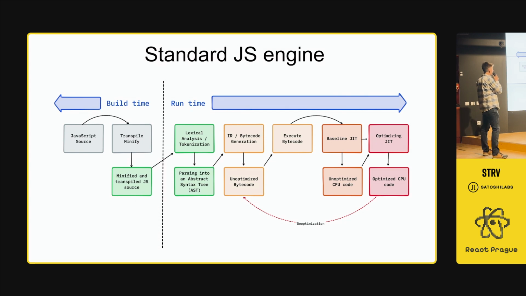This is basically how your JavaScript code from your editor gets into the user's computer and gets executed. We have it divided into two parts. Basically, the left part is build time. It's what's happening on your computer or at the CI/CD pipeline. And the right side is what must happen on the user's computer in order to get the code executed. So let's start at the beginning.